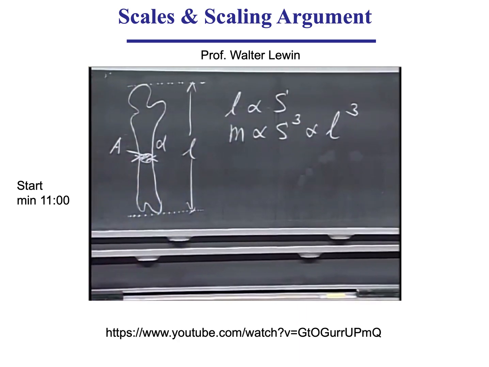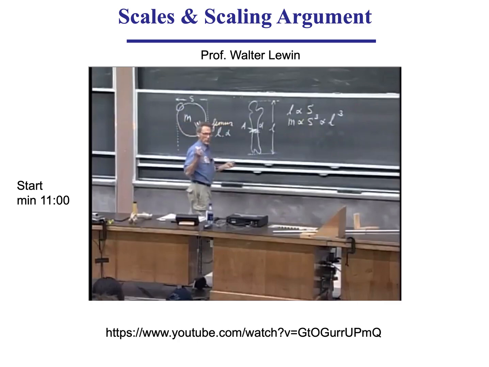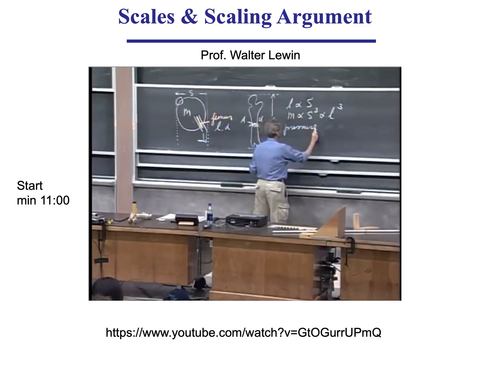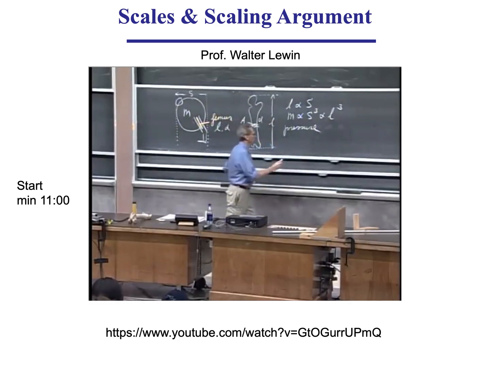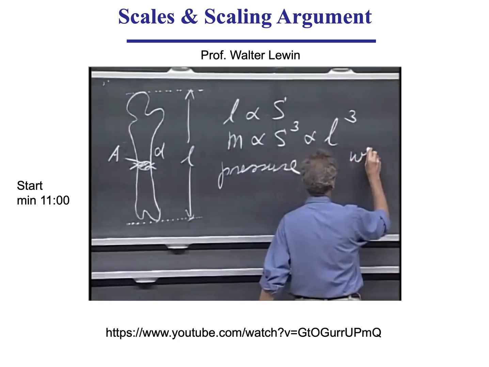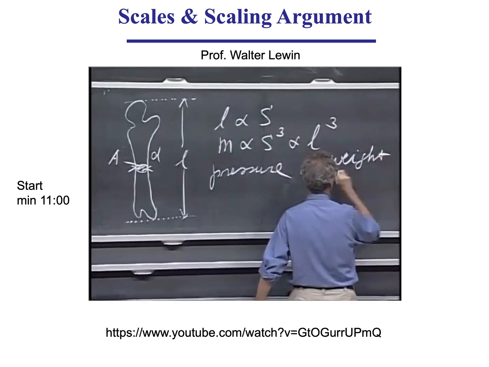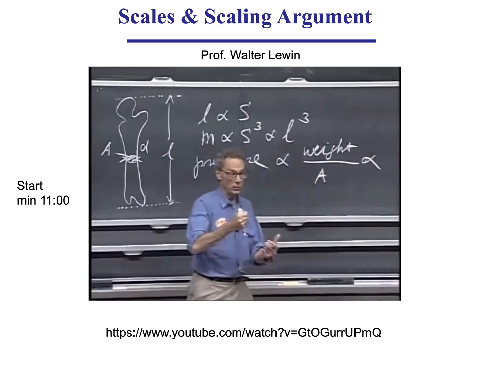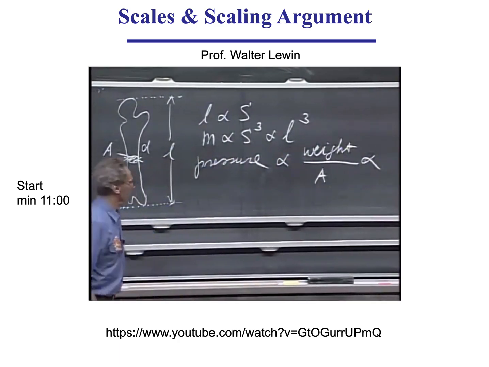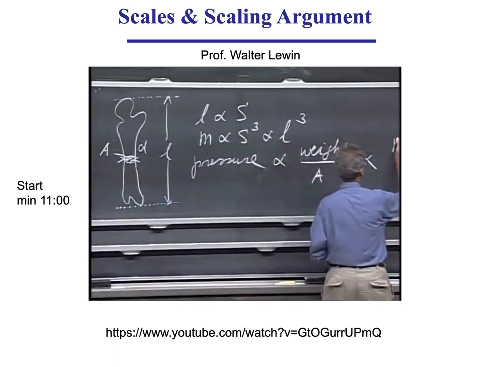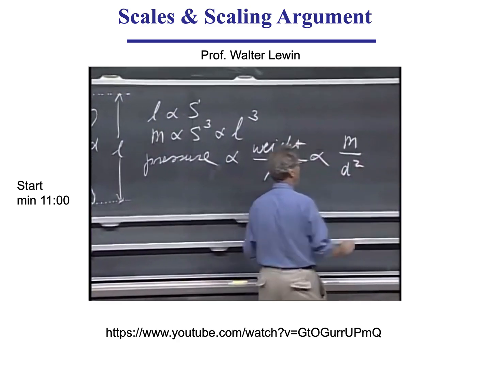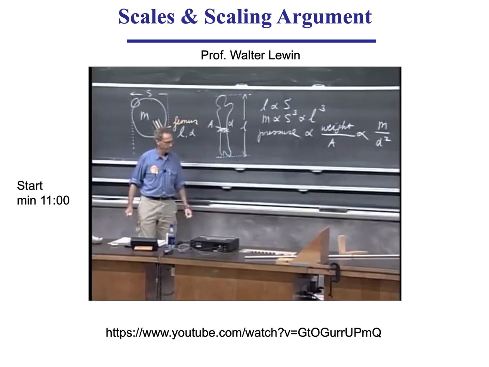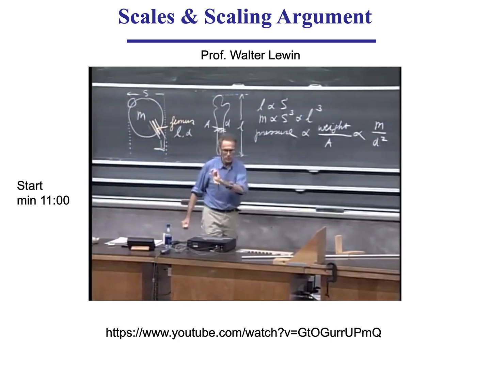Okay, that's one. Now comes the argument. Pressure on the femur is proportional to the weight of the animal divided by the cross-section A of the femur. That's what pressure is. And that is proportional to the mass of the animal divided by d squared, because we want the area here. It's proportional to d squared. Now follow me closely.